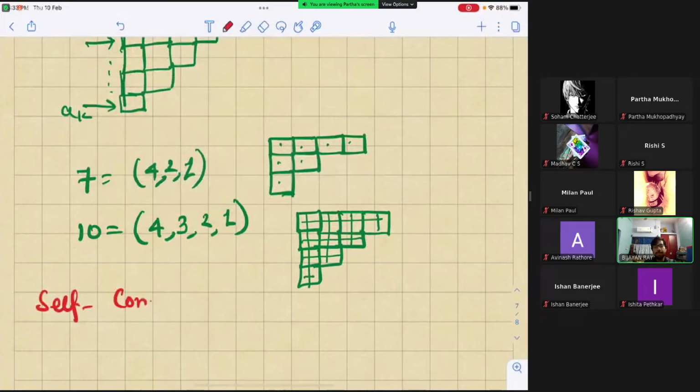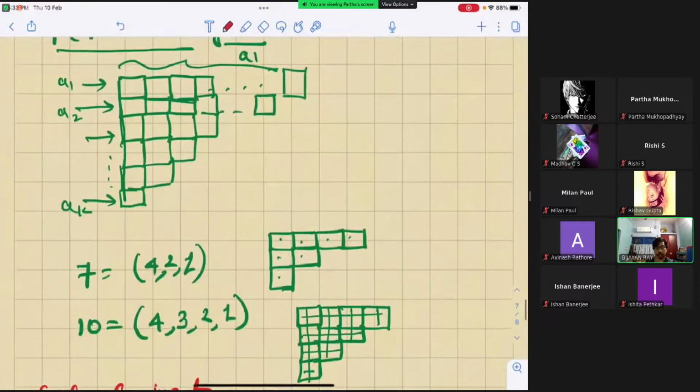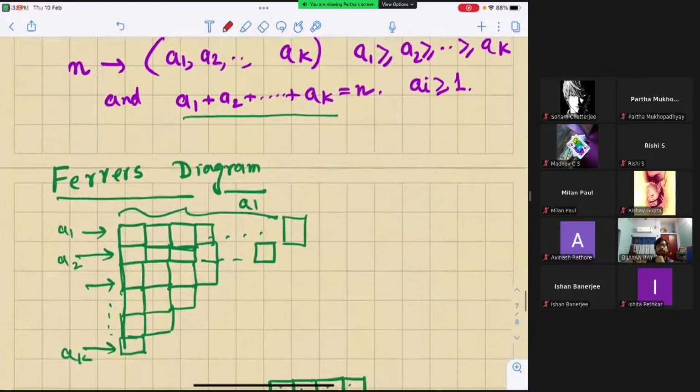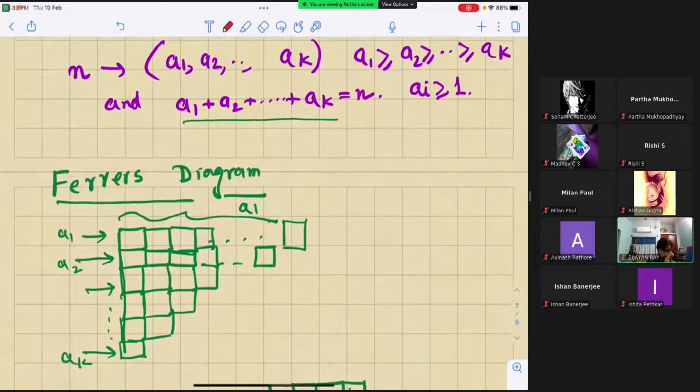Should this a_i be strictly decreasing, or can two rows be equal? Two could be equal, but they are non-increasing. Sorry, non-increasing. They could be equal, but non-increasing.